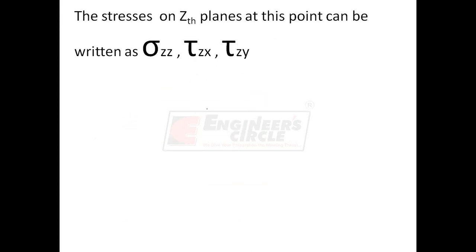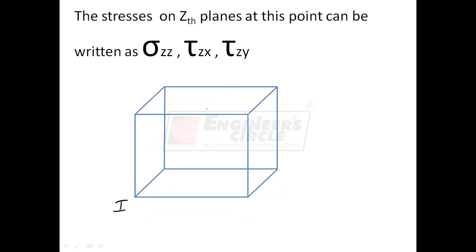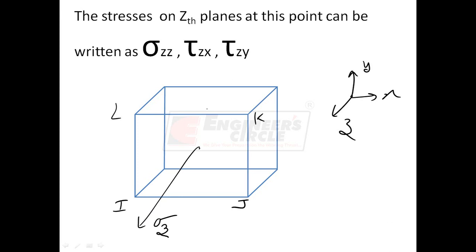Similarly, the stresses on the zth plane are one normal and two shear. This IJKL is the zth plane because its outward normal is in the zth direction. The normal component on this zth plane is sigma zz, the stress on the zth plane in the zth direction. And the other one is the stress on the zth plane in the xth direction, tau zx, which is shear because it is acting along the plane IJKL. The third stress is tau zy, which is acting on the zth plane in the yth direction. Tau zy is the shear stress because it is acting along the plane IJKL.